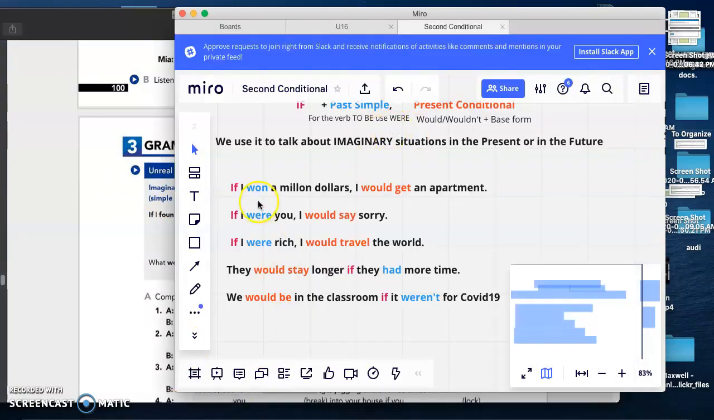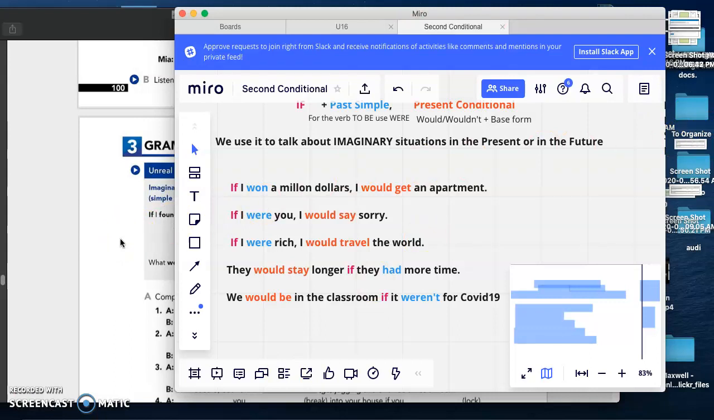So what would you do if you found $1 million? Well, if I found $1 million, I would get an apartment. So what would you do if you were me? If I were you, I would say sorry. What would you do if you were rich? Well, if I were rich, I would travel the world. So basically, this is what we use the second conditional for.